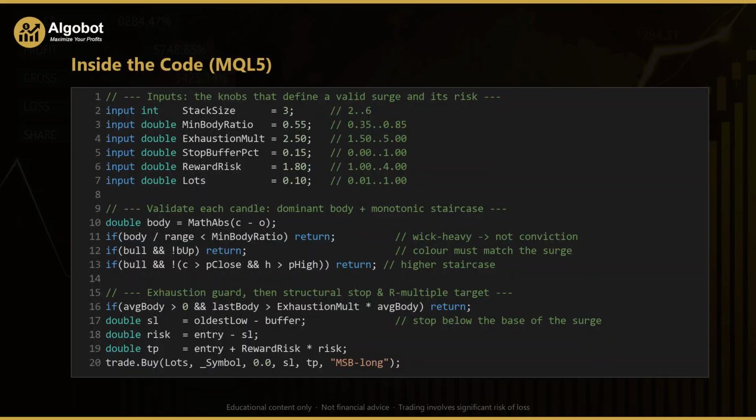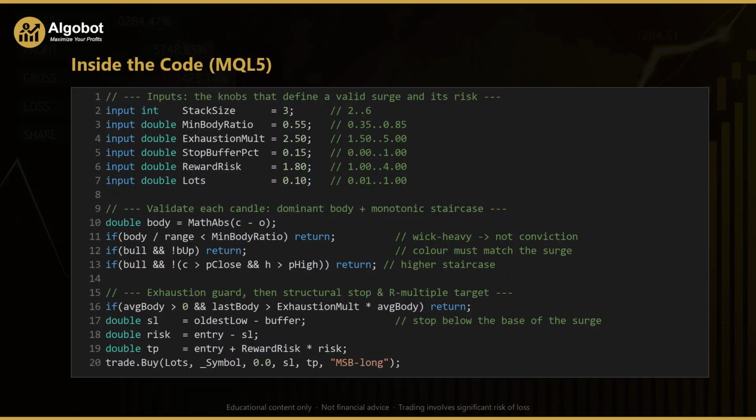Let's read through the code on screen, just as you'd see it in MetaEditor. At the top are the inputs, the settings you can change before launching the Expert Advisor. StackSize controls how many consecutive strong candles make a valid surge. Raise it, and you demand a longer, cleaner run before trading.